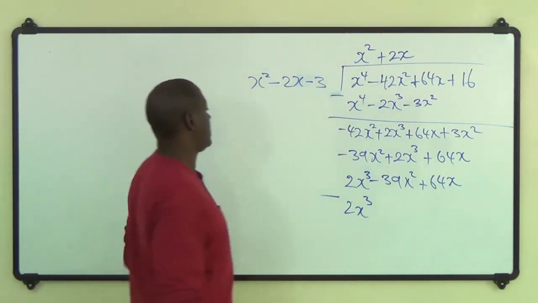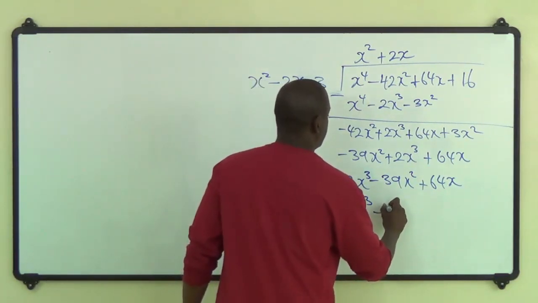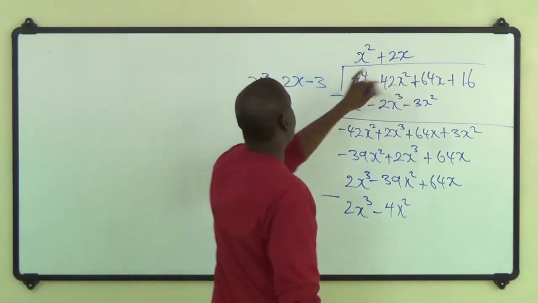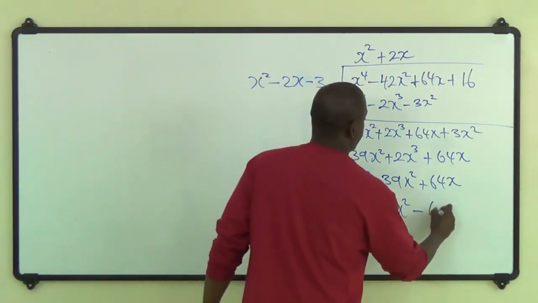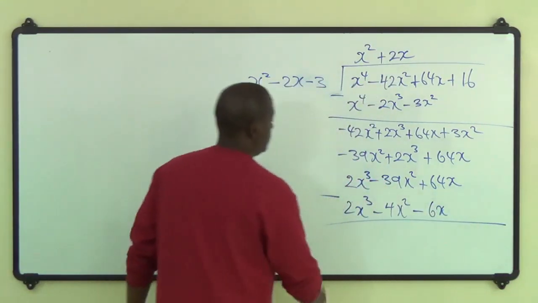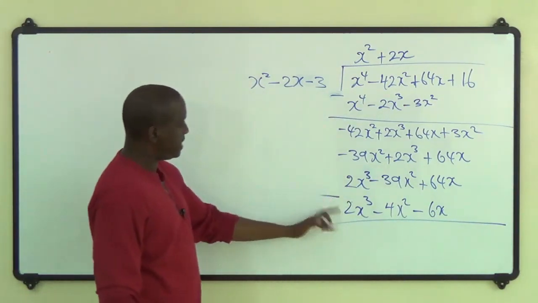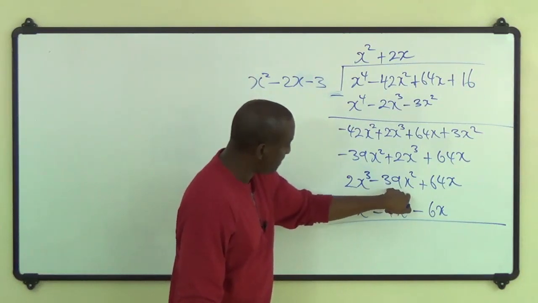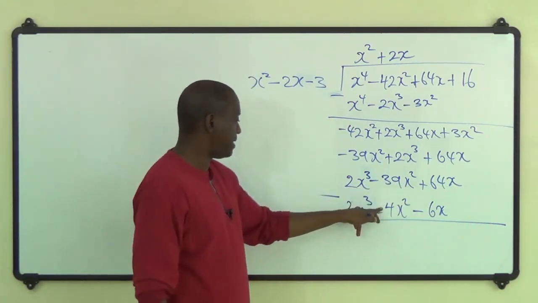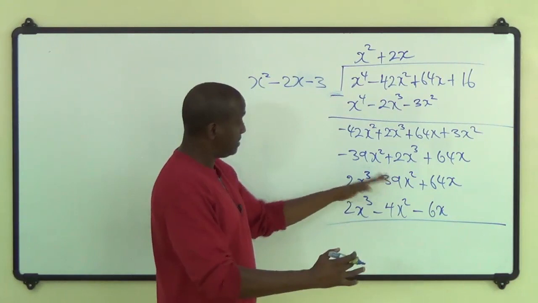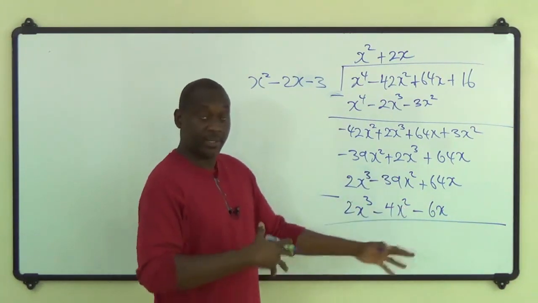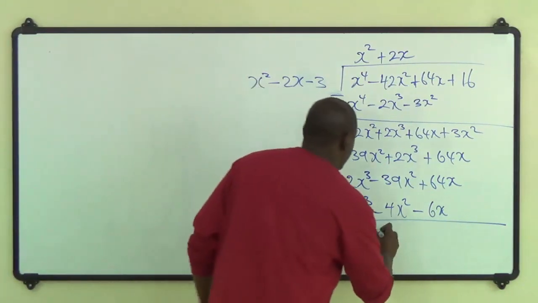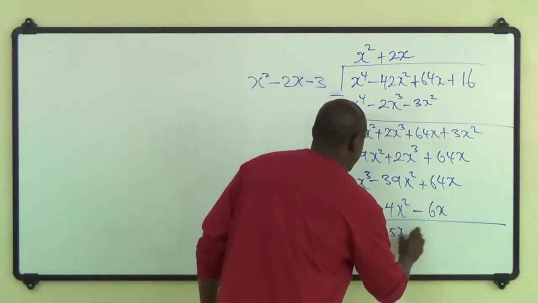2x by minus 2x is minus 4x squared. And 2x by minus 3 is minus 6x. So we minus in now. 2x cubed minus 2x cubed is 0. Boom. Minus 39x squared minus 4x squared is minus 39x squared plus 4x squared. Minus 39 plus 4 will always give you minus 35. Alright? So minus 35x squared.